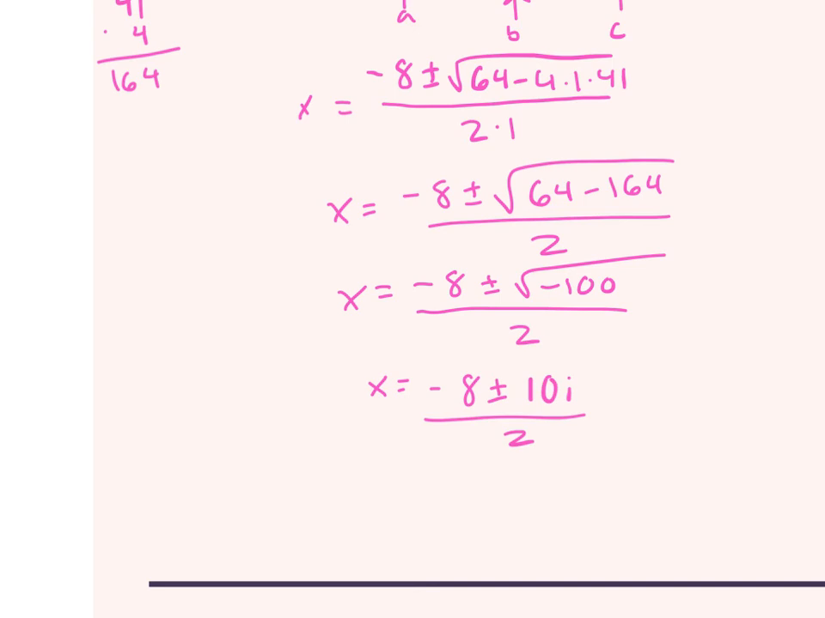over 2. We can see that all of our numbers here are divisible by 2. So we're going to divide everything by 2. So we have x is equal to negative 4 plus or minus 5i. And then 2 divided by 2 would be 1, so we get rid of that 2 in the denominator. Our answer is x is equal to negative 4 plus or minus 5i.